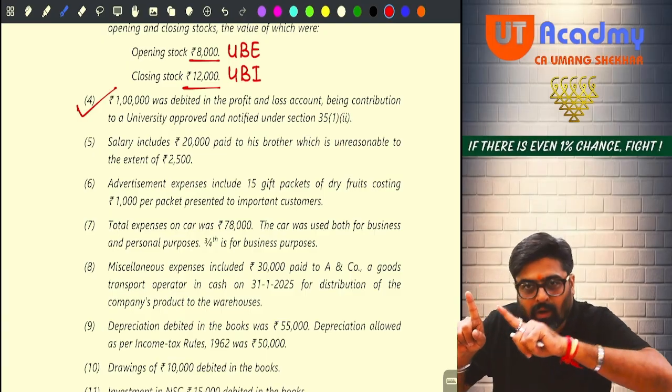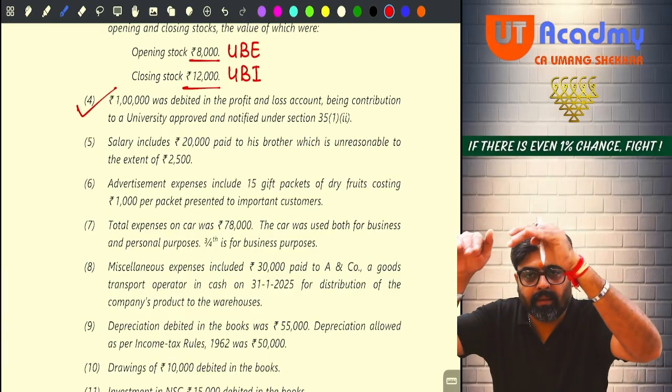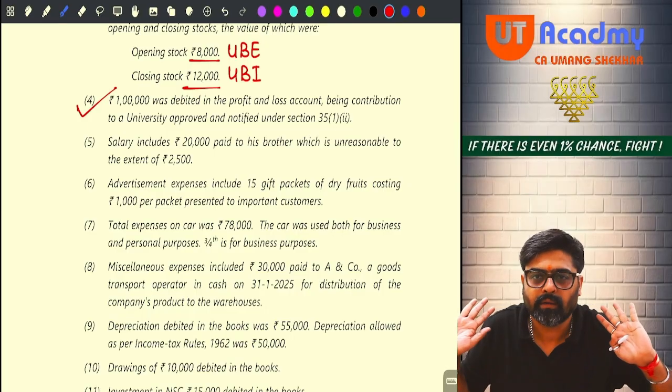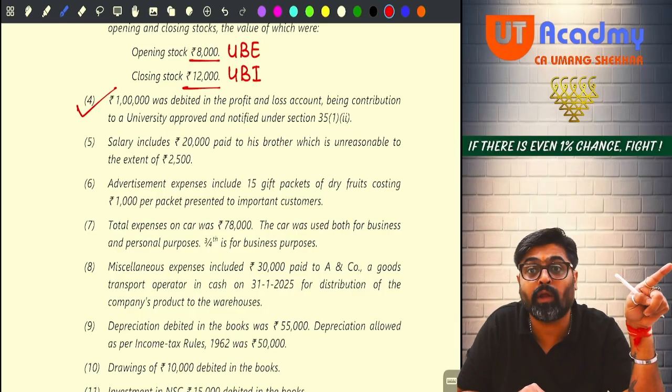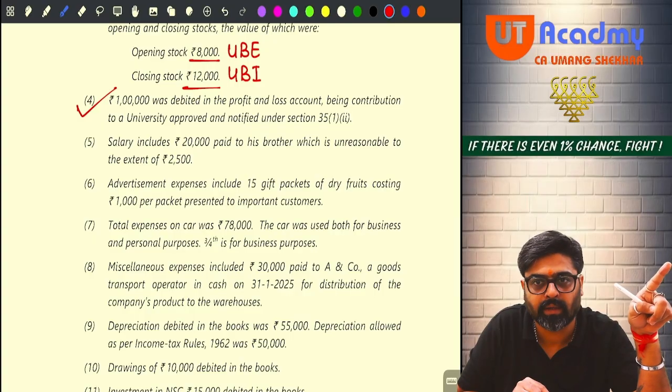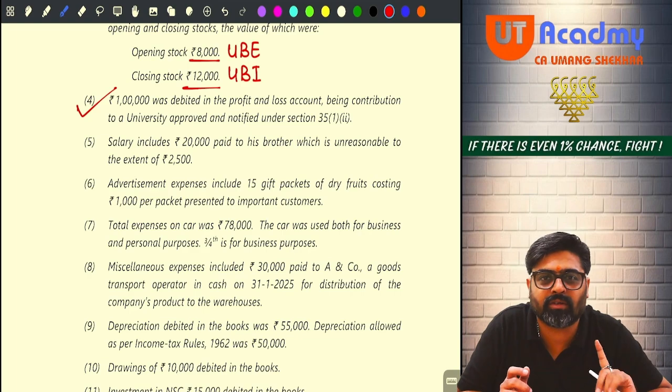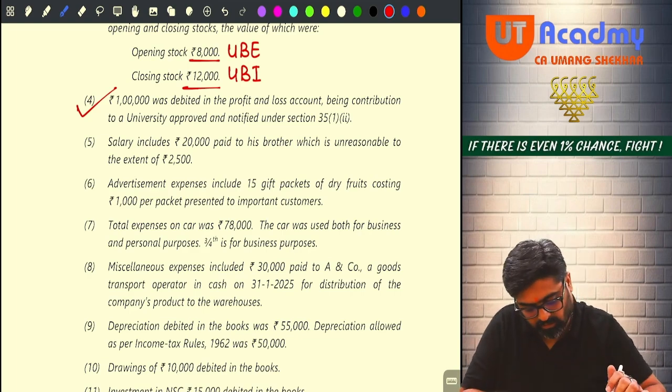If you allow something from the debit side, do you add back in the profit? No, no need to add. It was allowed. But if you were following 115BAC, in that case this was not allowed. Then you would have to add it in the profit. Yes or no?